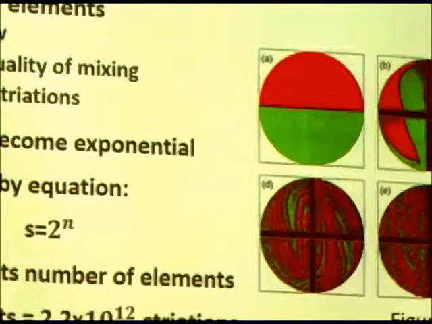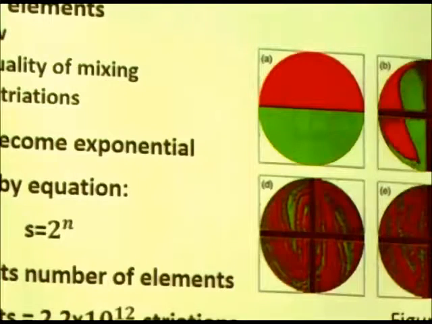You can see the figure on the top, and then go back and describe the equation real quick. The equation S equals 2 to the n describes the number of striations which are produced by the number of helical elements that you have. So in our case, we had a total of 41 helical elements. That means 2 raised to the 41st power, which comes out to 2.2 times 10 to the 12 striations. Yes, a lot of good information.